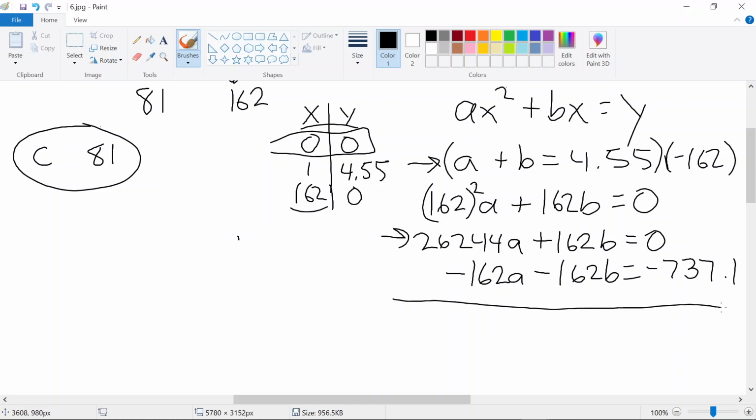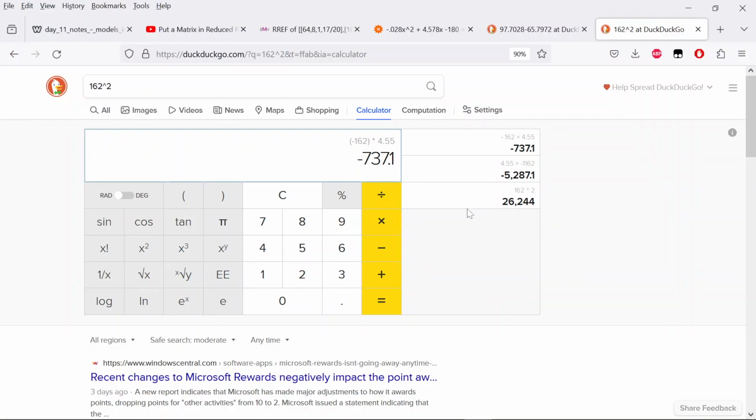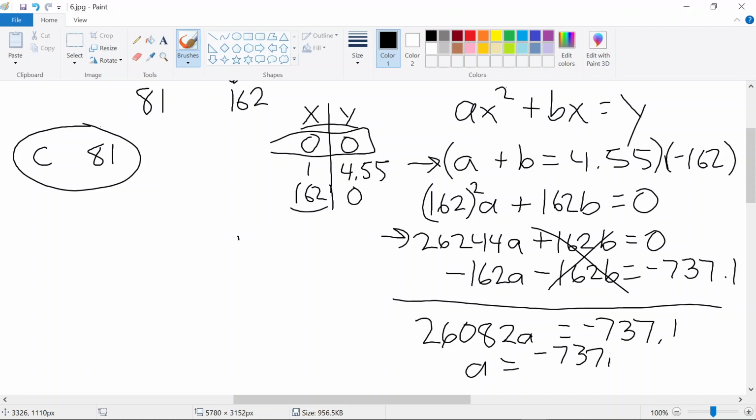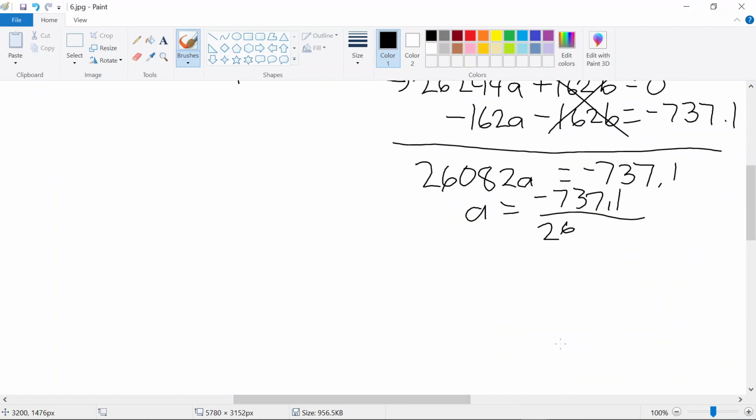So now all I have to do is add those two equations. The b's cancel, that's why I did it. What's 26,244 minus 162? 26,082. 26,082a equals negative 737.1. Then if I divide both sides by 26,082, I will get an answer.